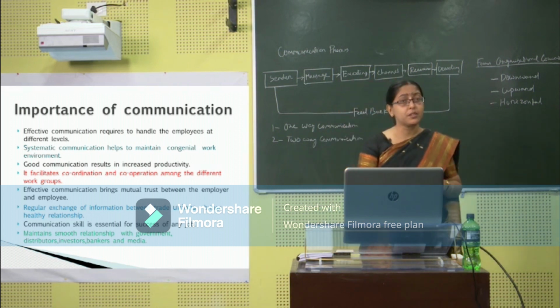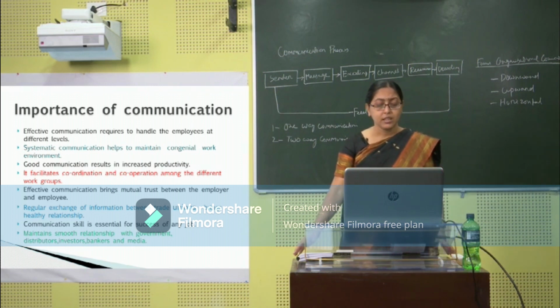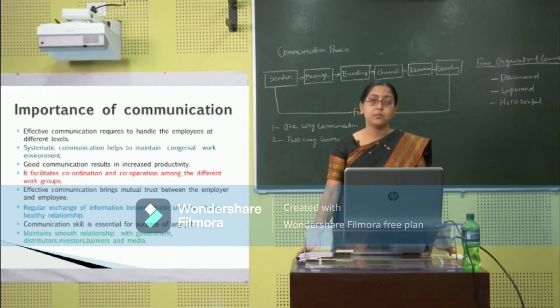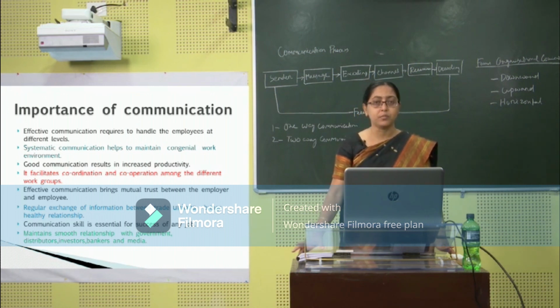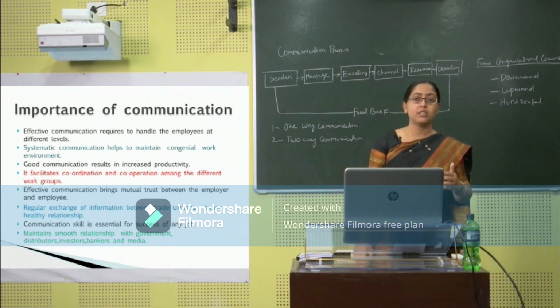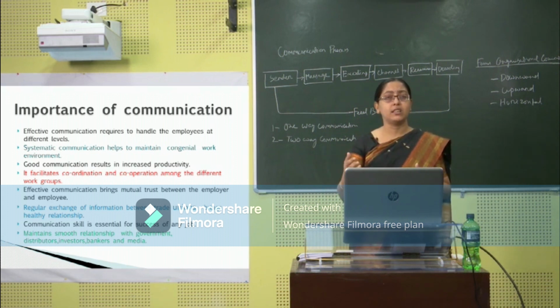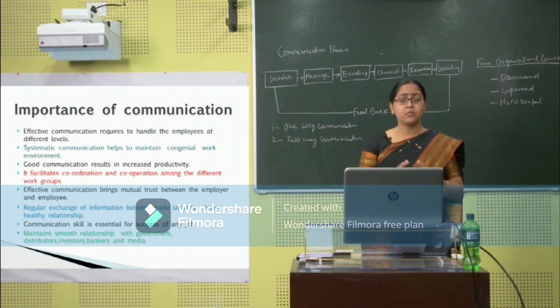Then effective communication basically brings mutual trust between the employer and employee. If something is kept hidden, if secrecy is maintained in the organization, then the employee will not have trust in the employer. So, it is the responsibility of the employer to maintain a good communication system.